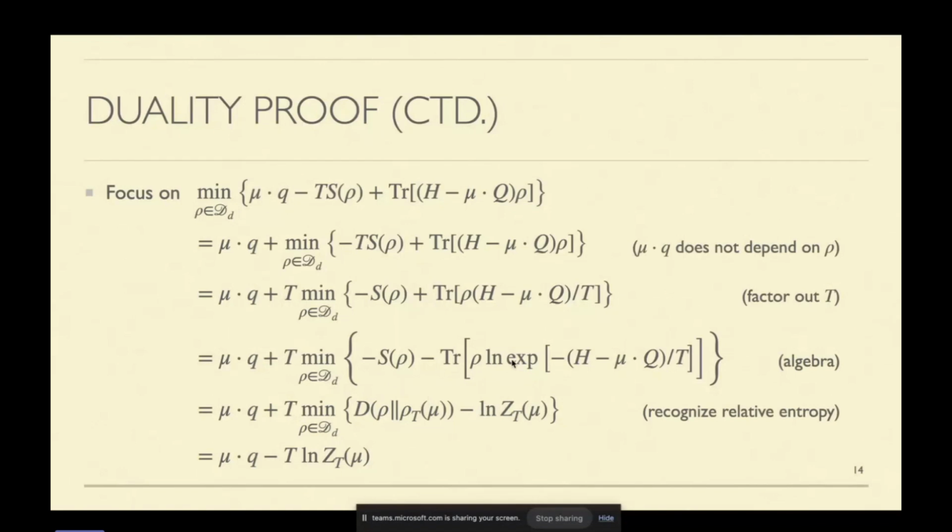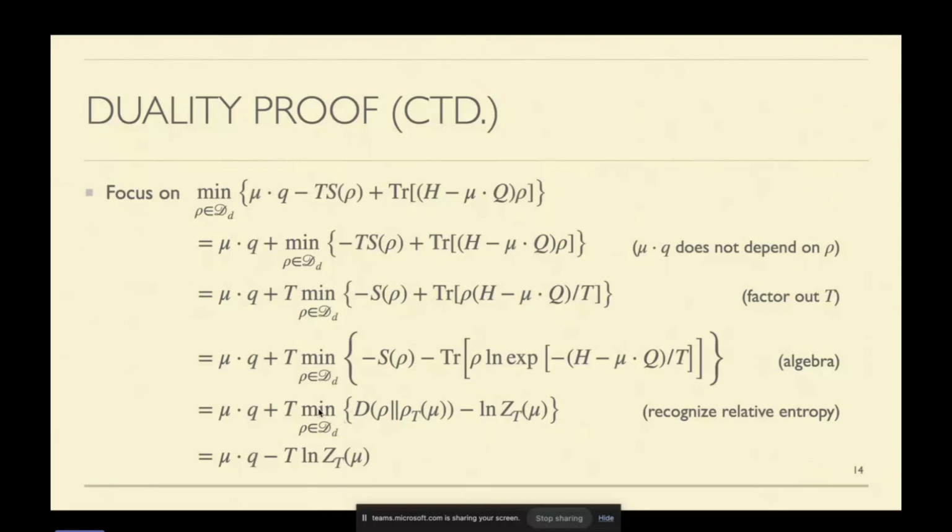Okay, so we're recognizing relative entropy in this expression. Now you see this term here has no dependence on rho. It just depends on mu and h and q and t. And this is the only term left that depends on rho. But quantum relative entropy, as we said, has these properties of non-negativity for all states, and it's equal to 0 if and only if the states are the same.